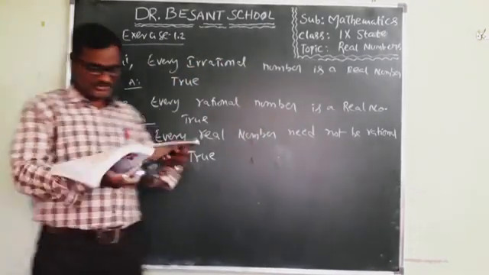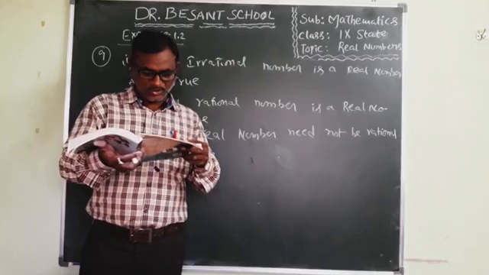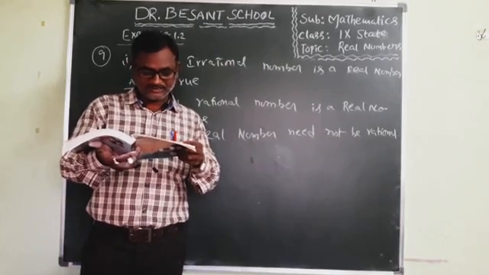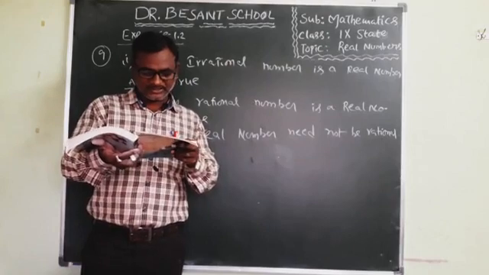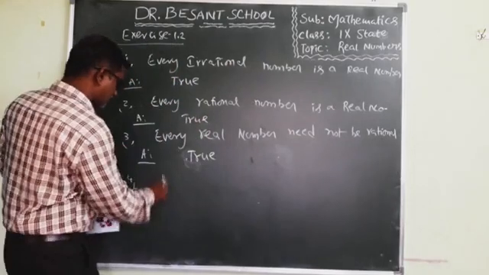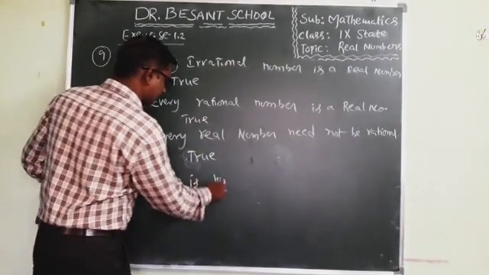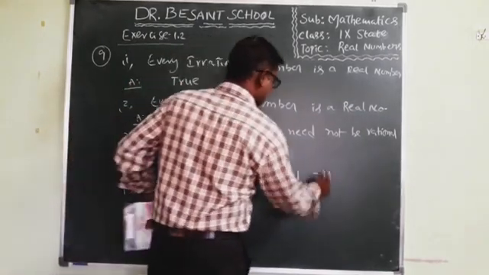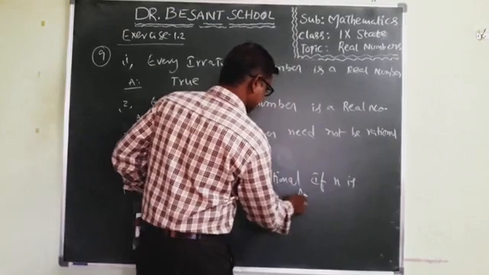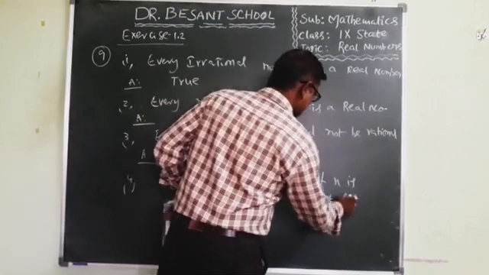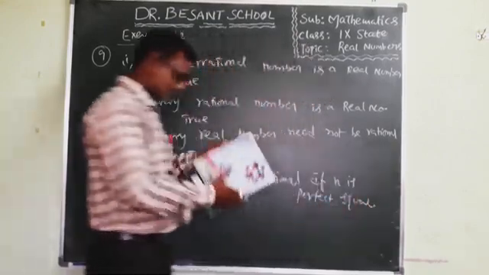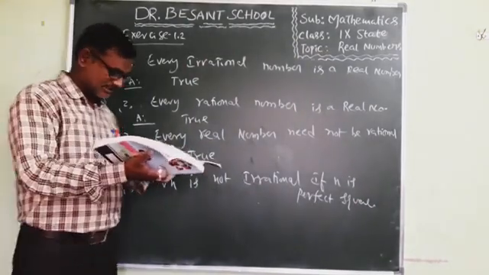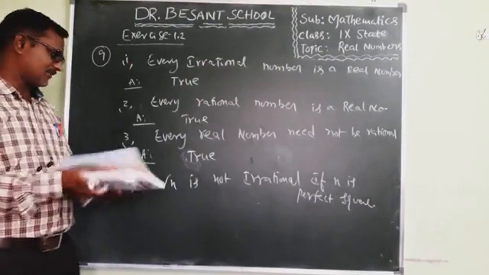Okay, children. Once verify. This is the fourth one. Root n is not irrational if n is a perfect square. Once verify this one. Root n is irrational. Root n is not irrational if n is a perfect square.